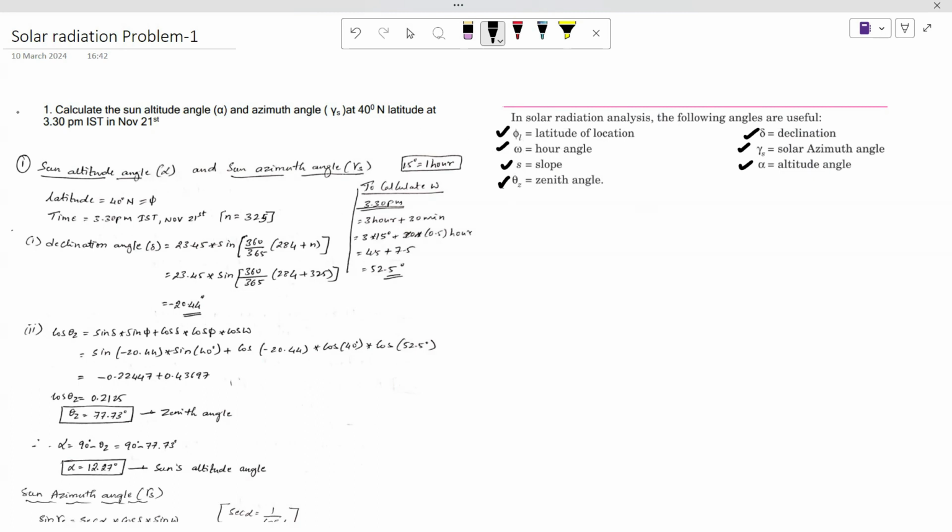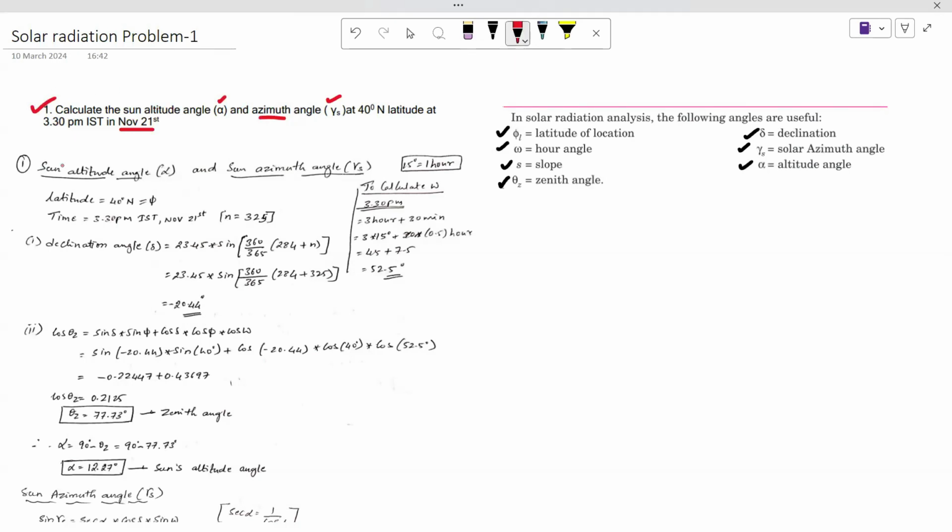So we are going to solve this problem. What is the first problem? Here we are going to calculate the sun altitude angle, which is alpha, and next we are going to calculate the azimuth angle, which is gamma s. At 40° north latitude, at 3:30 p.m. IST, Indian Standard Time, on November 21st, we are going to calculate the sun altitude angle and azimuth angle.